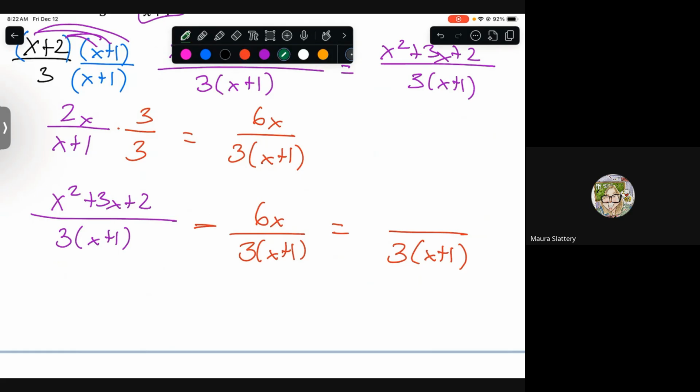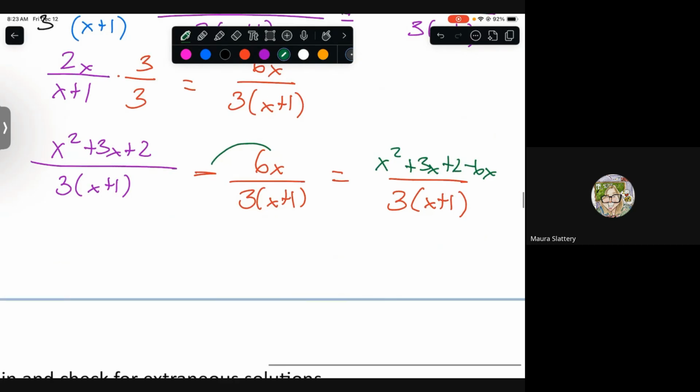And what I need to make sure that I do is distribute this negative to everything on top. Now, in this case, there's only one term, so it's not that big of a deal. But if there were multiple terms in the numerator there, you want to make sure that you distribute that to everything on top there. So at this point, I have x squared plus 3x plus 2 minus 6x.